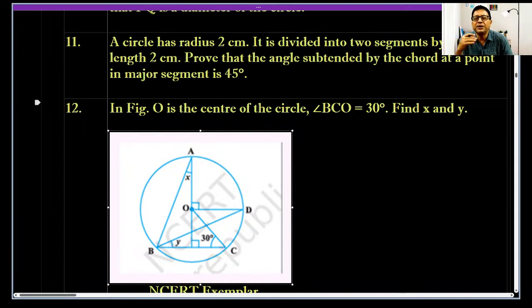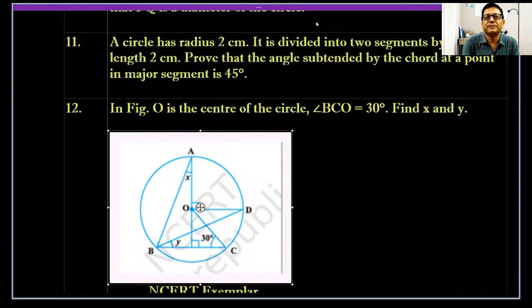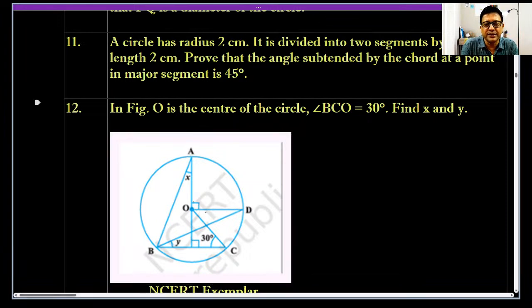Okay, angle BCO is equal to 30 degrees. Find the values of x and y. I hope all of you can start this one. You can see this angle is 90 degrees here. This angle is 90 degrees here. You all can try. Just go for finding the values of x and y.